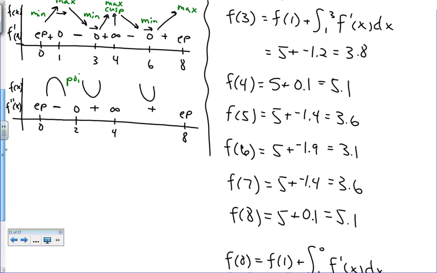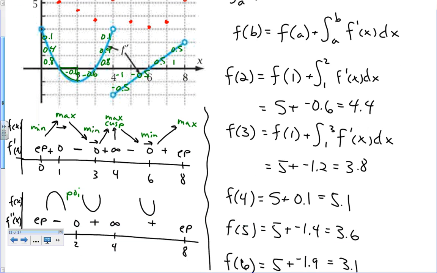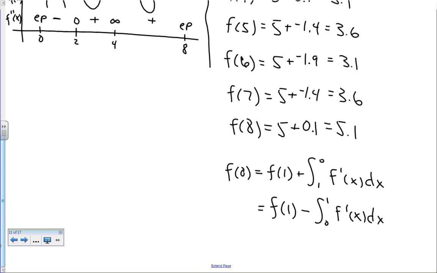So let's find out what the integral from 0 to 1 is equal to. And actually, it looks like there's some symmetry here. So we've already calculated these here. This is 0.8, this is 0.4, and this we said was 0.1. So that's going to be 1.3. So we end up with 5 minus 1.3, which gives us a value of 3.7.